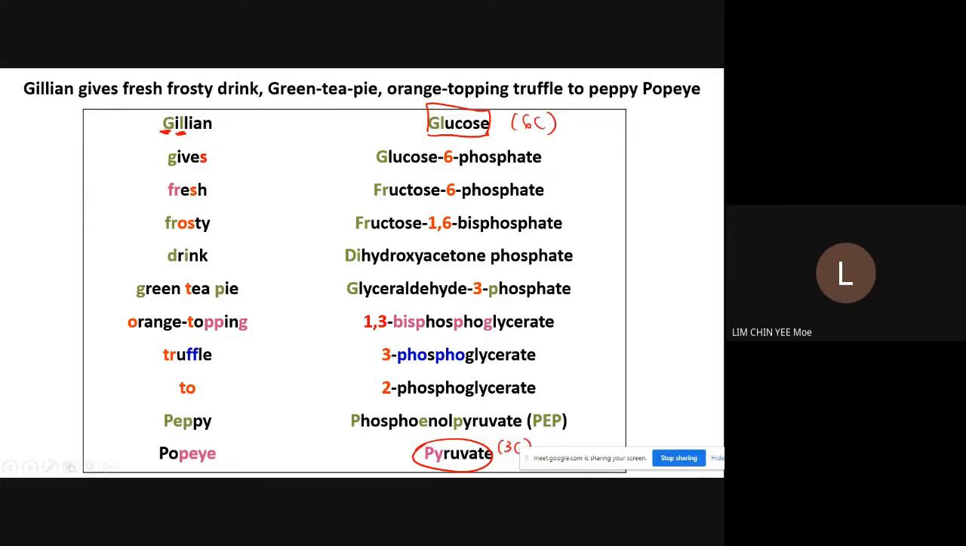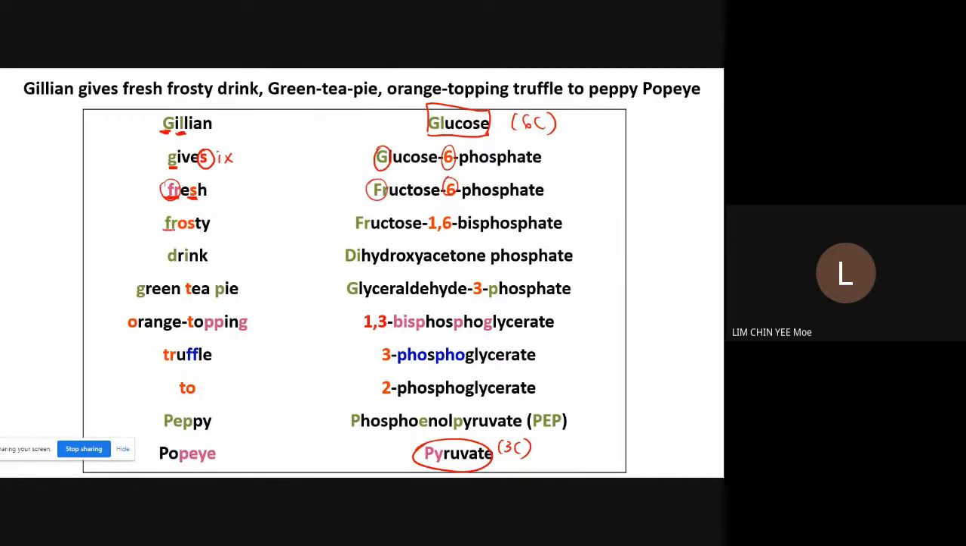So this thing, most of the time, student tak ada problem untuk ingat yang first dengan last one. But then they have problems remembering this name here. So I hope by using this way, it will be easy for you to relate. So Jillian, glucose. Gives, so G dengan S. So glucose, 6. You boleh ingat number dia sekali. And then fresh, yang ada S. You boleh nampak yang semua ada S itu, itulah untuk number. So gives, glucose, 6. Fresh, fructose, 6.